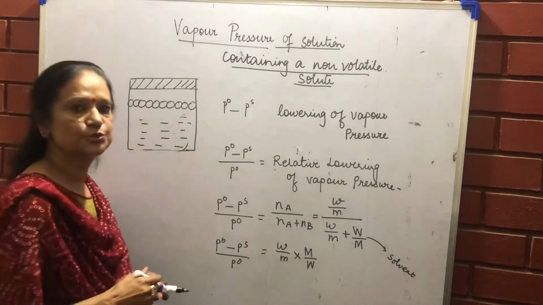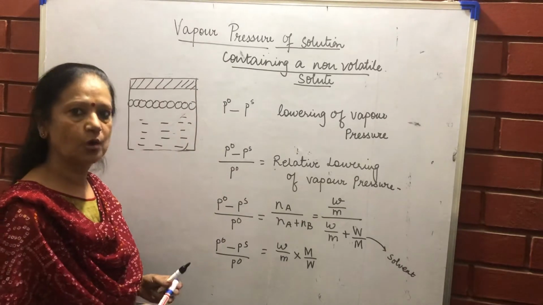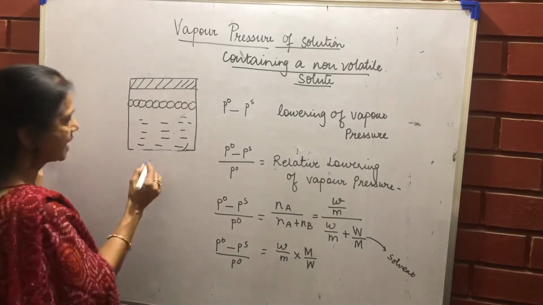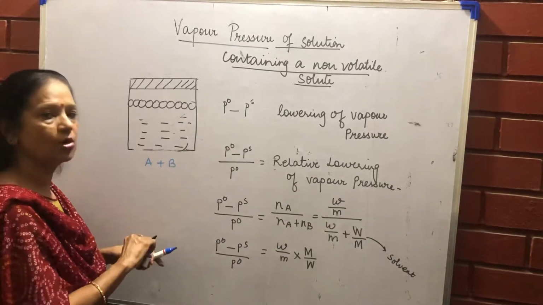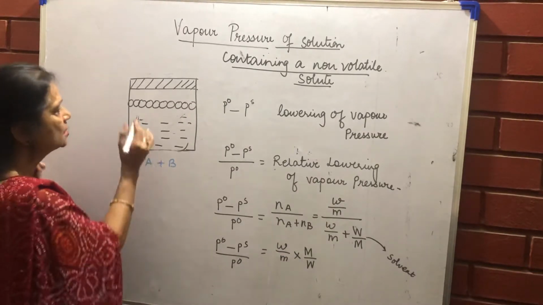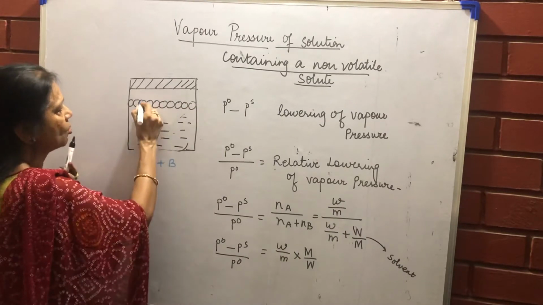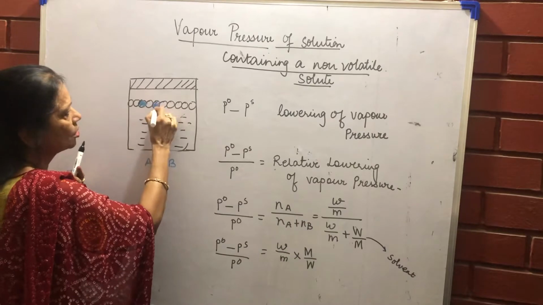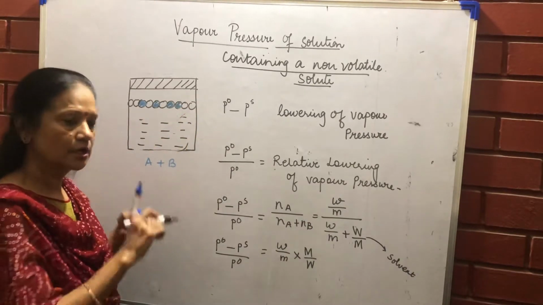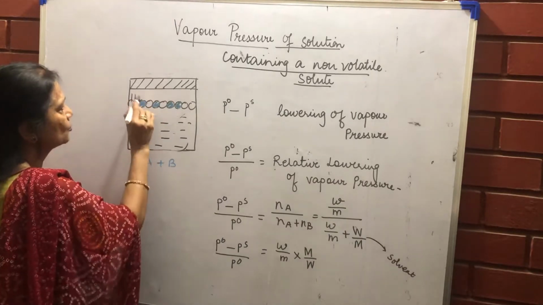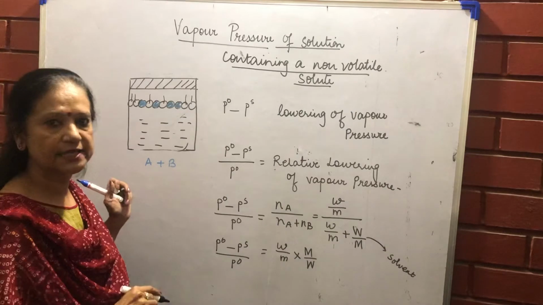I'm taking another situation, which is the vapor pressure of a solution containing a non-volatile solute, which means I have A plus B here, but out of them, one of them is not volatile. So on the surface, I will have some of the particles of B which are non-volatile. Now, non-volatile means they are not going to evaporate. So that means only these molecules are evaporating, not the non-volatile solute.